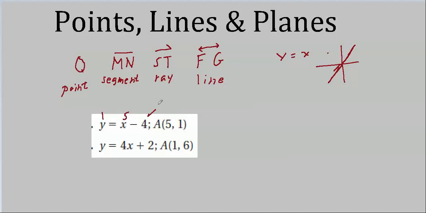Yep, got it. What about this? Does the point 1, 6 lie on this line? Real easy. Let's see. 4 times 1 is 4, plus 2 is 6. So if we put a 1 in here, we get a 6 here. So 1, 6 definitely lies on this line. And that's what you would always do. To see if a point lies on the line, just see if it satisfies the equation of the line.